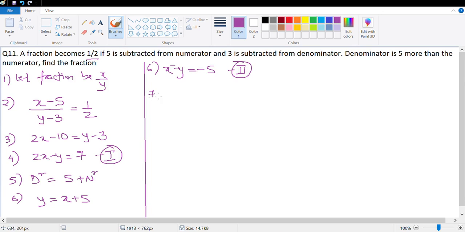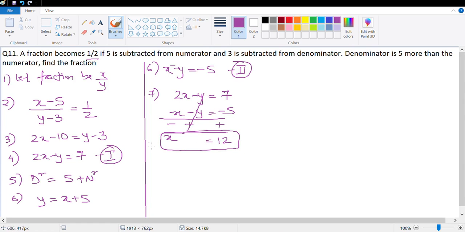So let's subtract them. 2x minus y is equal to 7. X minus y is equal to negative 5. When I subtract, the sign changes. So 2x minus x, that's x. Negative y plus y gets cancelled. 7 plus 5, that's 12. So x is equal to 12. So put x is equal to 12 in equation 2, and we have 12 minus y is equal to negative 5, which means y is equal to 17.